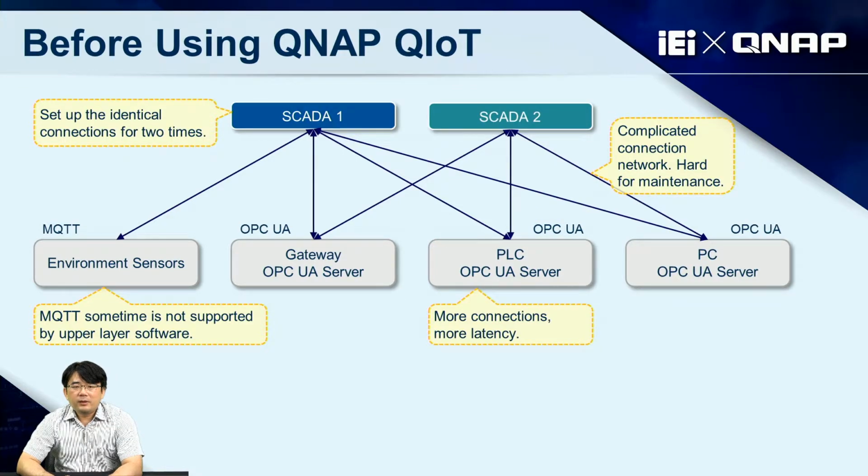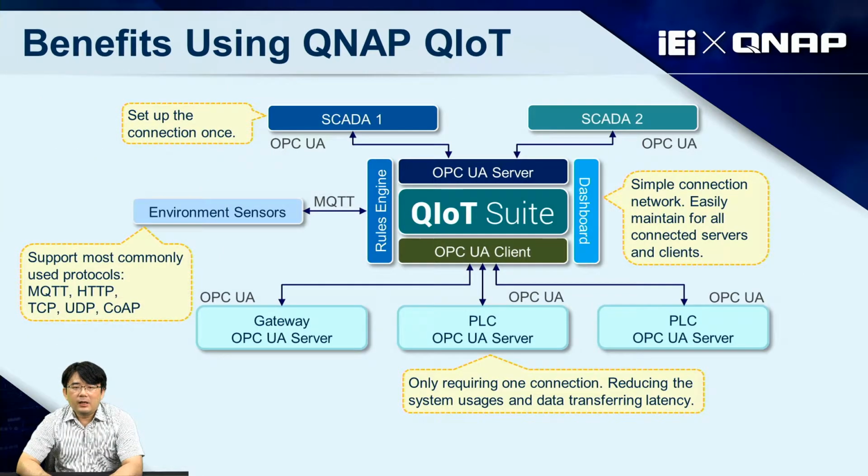Before the QNAP QIoT was employed, we can see that one on-site information communication method is a communicator. Each OPC-UA client needed to be set up to connect to the OPC-UA server twice, and some environment sensors do not support OPC-UA, so HMI SCADA is unable to get data. You need to connect a converter to burn in.